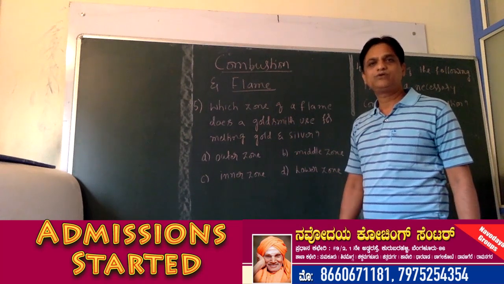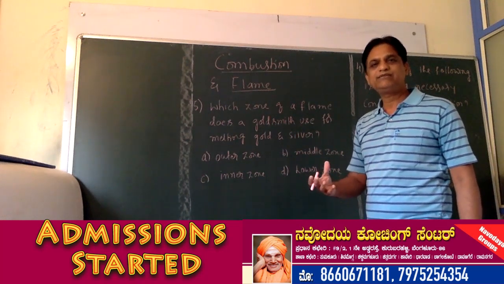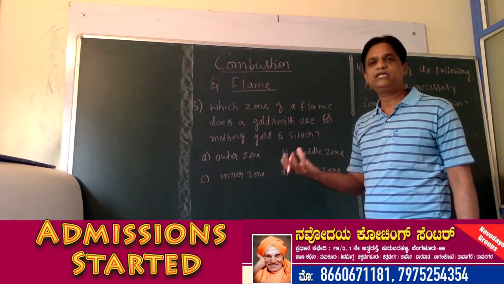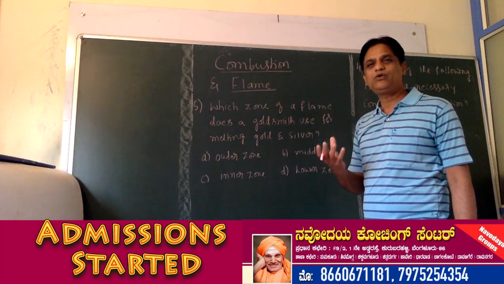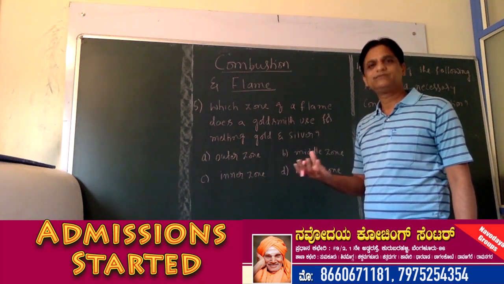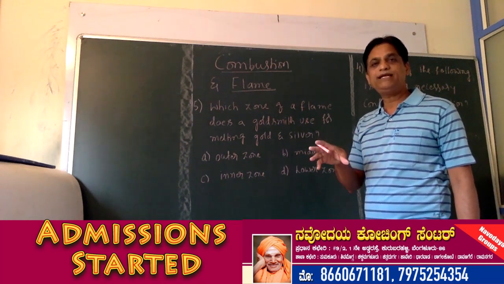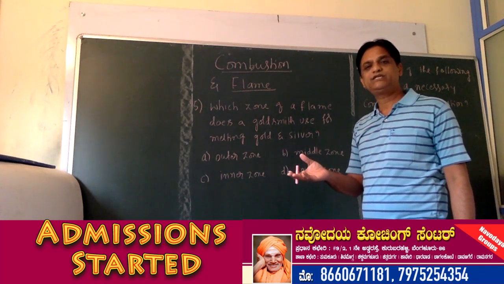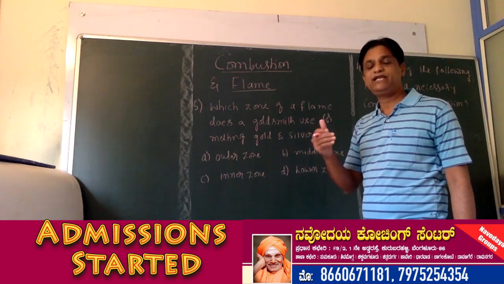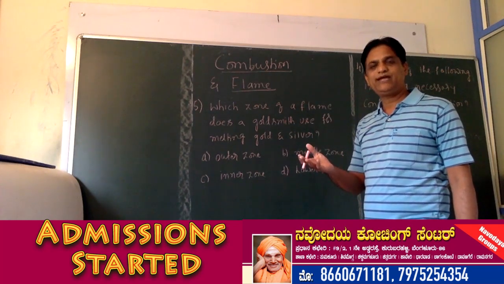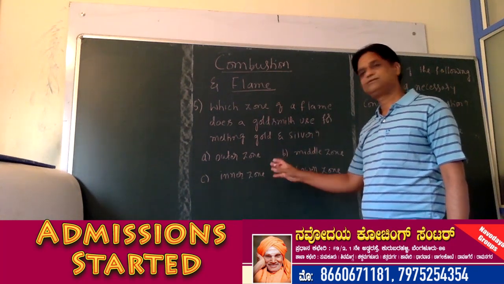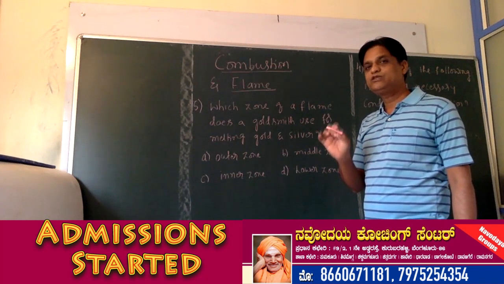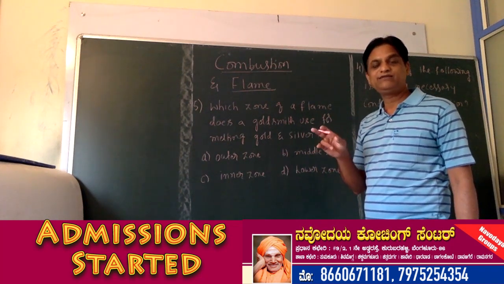I think you know goldsmith. He is a person who prepares gold and silver jewelries. To prepare them, first they have to melt the gold and silver, and then they will be subjected to molding to get the required shape. For that melting purpose, a flame will be used. So in that flame, which part does the goldsmith use?